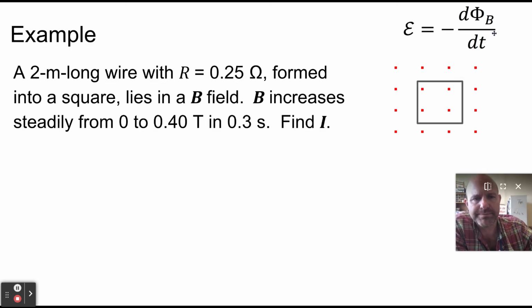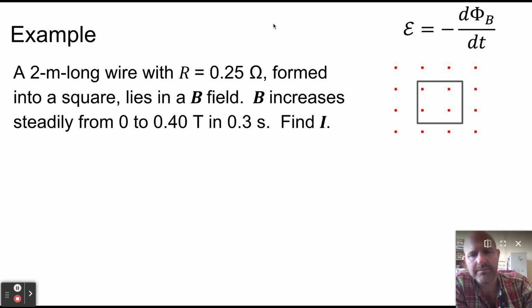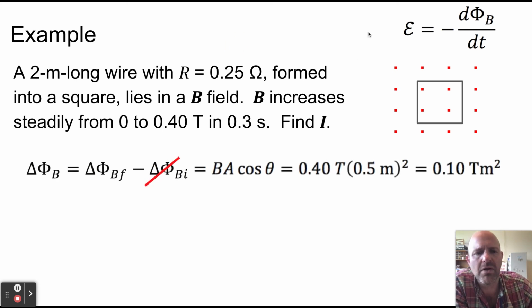So let's do an example. A 2 meter long wire with a resistance of 1/4 of an ohm is formed into a square that lies in this B field. The field increases steadily. Find the current. Well, if it's a 2 meter long wire, then it's 1/2 a meter along each side.